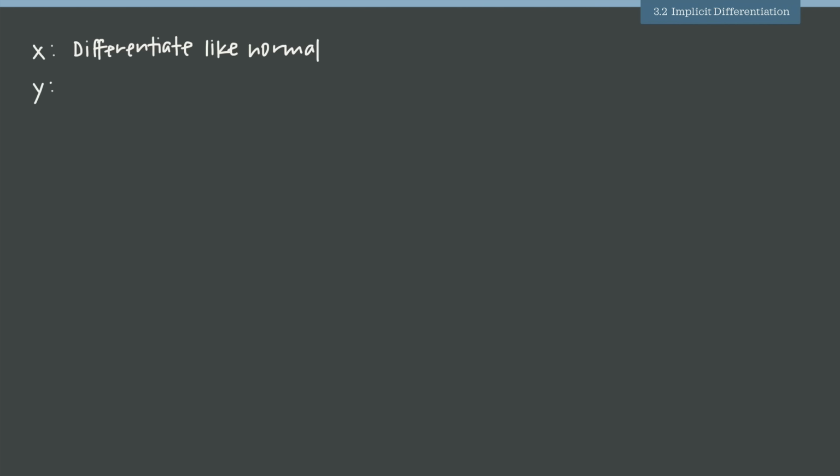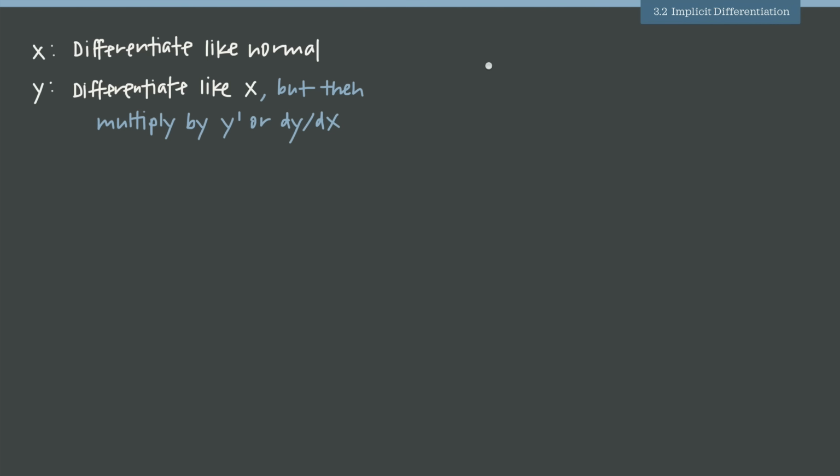But we're going to start differentiating y. And when we differentiate y, when we take the derivative of y, we're going to first differentiate it just like we would x. We're going to sort of treat it like a variable, just like we would take the derivative of x, we're going to take the derivative of y. However, after we do that, we then need to multiply by y prime or dy over dx because y is a function of x, which means we have to apply chain rule to take its derivative.